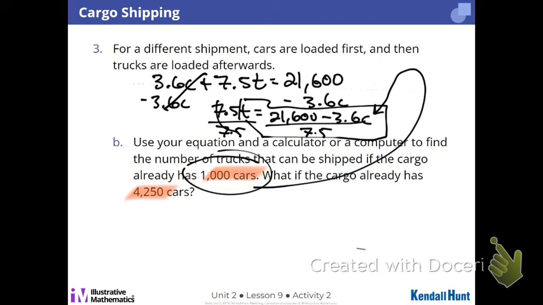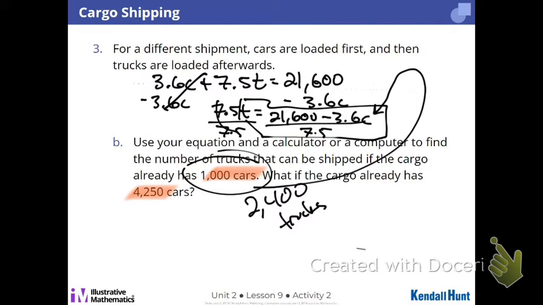So where am I going to throw this 1,000? That's the number of cars that are getting loaded on first. And now it's just a calculator issue. We're going to take our 21,600 and take away 3.6 per 1,000 cars. That leaves 18,000 tons for trucks at 7.5 tons each. We can fit 2,400 trucks.